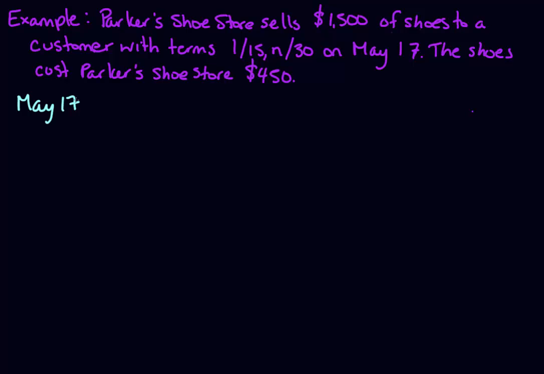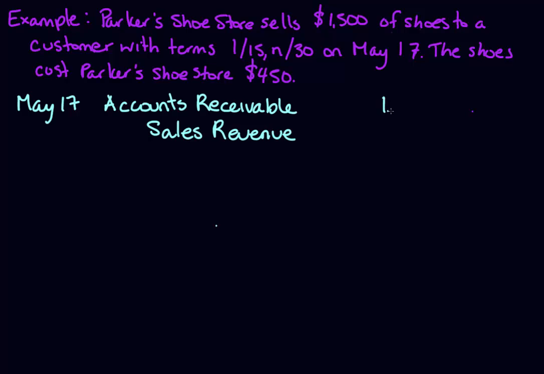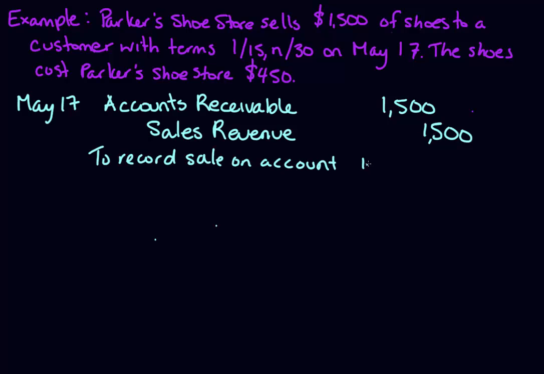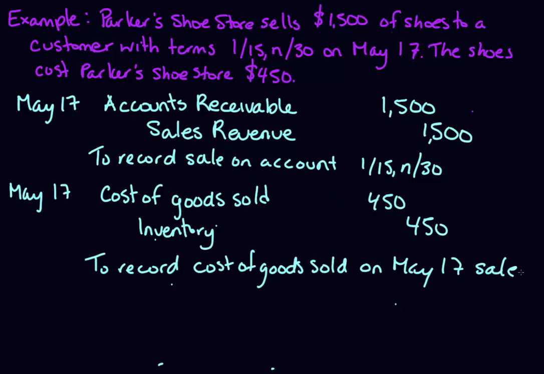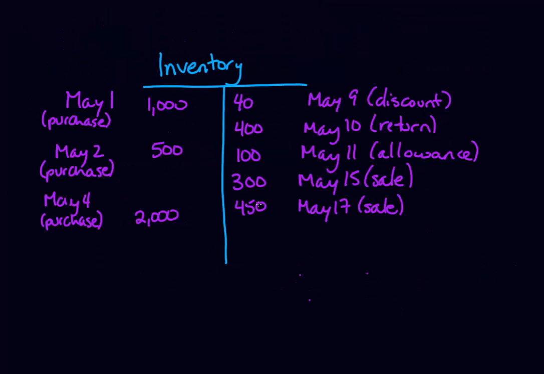So the journal entries for these transactions on May 17th. So remember that when you sell something under the perpetual inventory system, you have to make two journal entries. The first journal entry is to record how you're receiving payment. So in this case, we're using our accounts receivable. They're going to pay us later. And we're crediting our sales revenue. And the second journal entry is to record the cost of goods sold and remove the inventory from our books for that sale. So now let's go update our inventory T account.